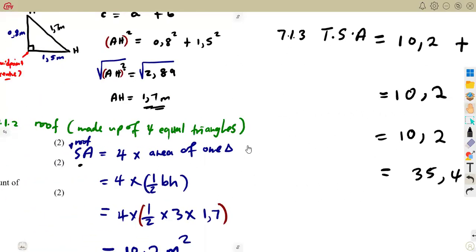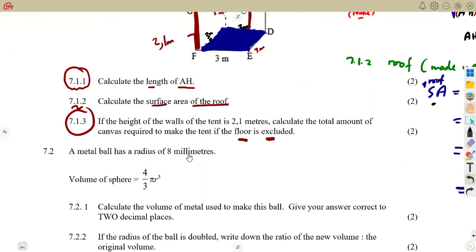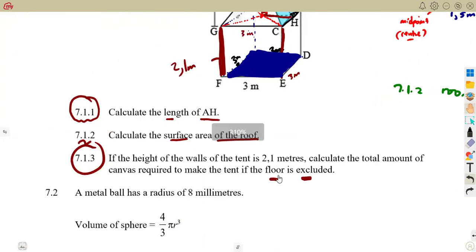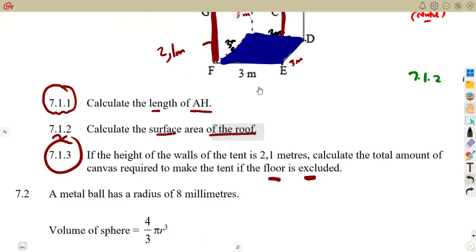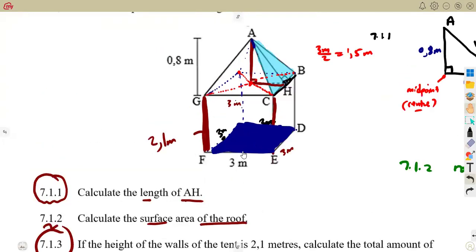So you have to be careful what you calculated and anything that is needed. They are saying exclude the floor. The floor is not supposed to be involved in your calculation. Remove the floor.